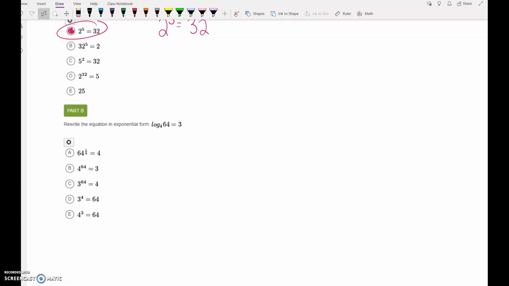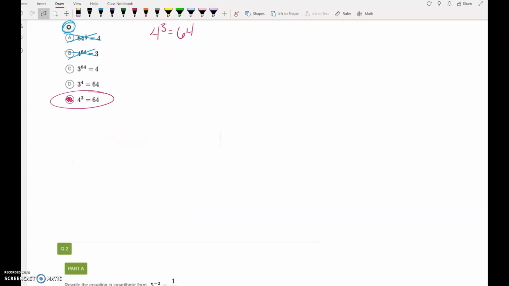Part B, again, write it in exponential form. 4 to the 3rd equals 64. That would be this one. You also have this tool. I'll circle it in blue. That's called the answer elimination tool. If you click that, it will allow you to put big X's through the ones that you know are not right. So don't be afraid to use that tool. That could be really helpful while you're taking the test.